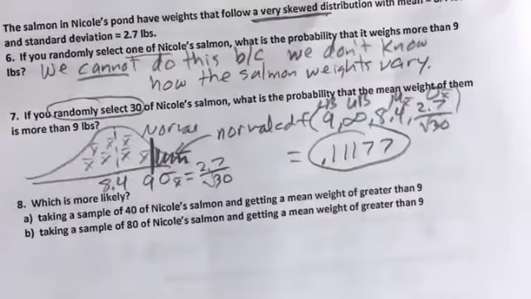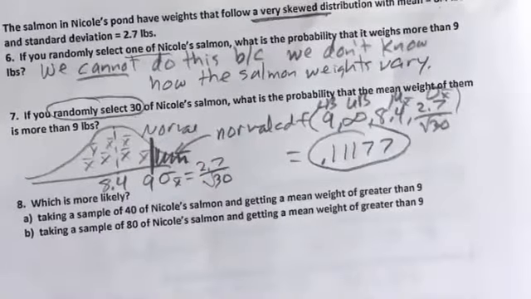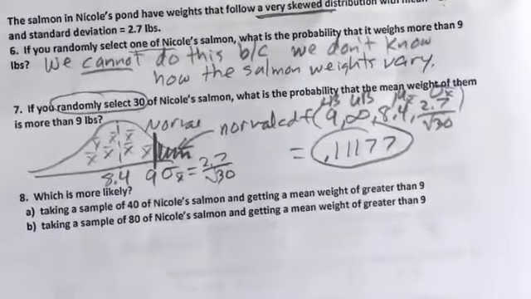There's about an 11% chance that it would happen. So it wouldn't shock us if we took a sample of 30 of Nicole's salmon and got a mean of 9 or more. Okay, so then we have this, and this is an important thing.